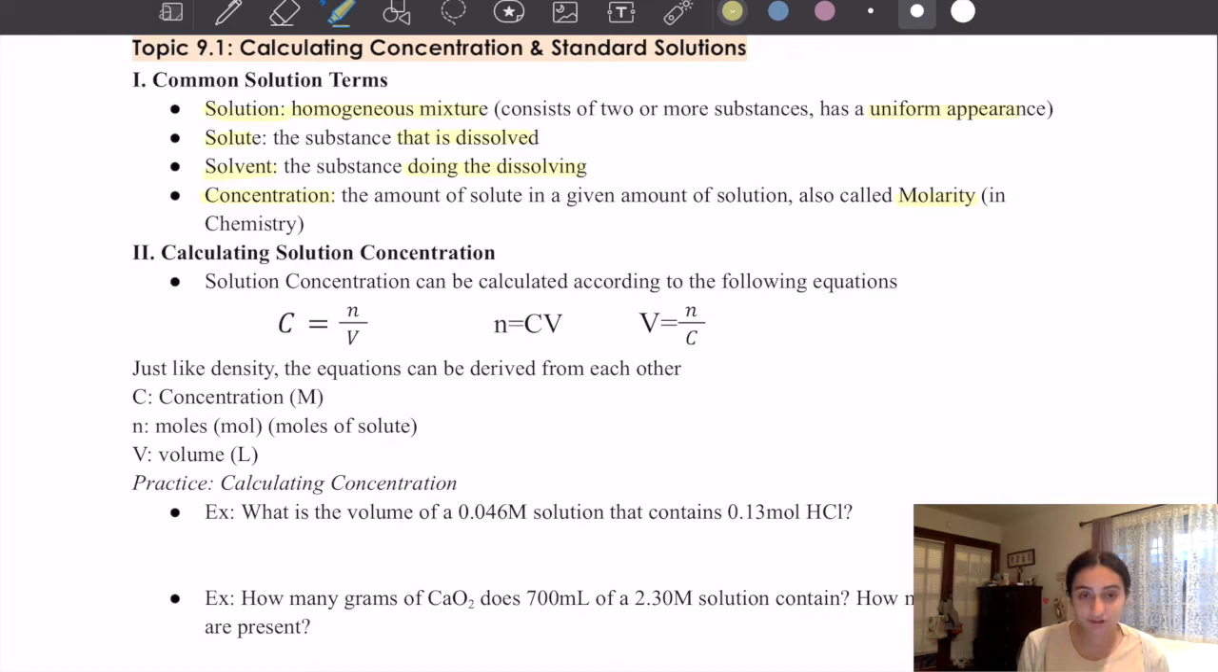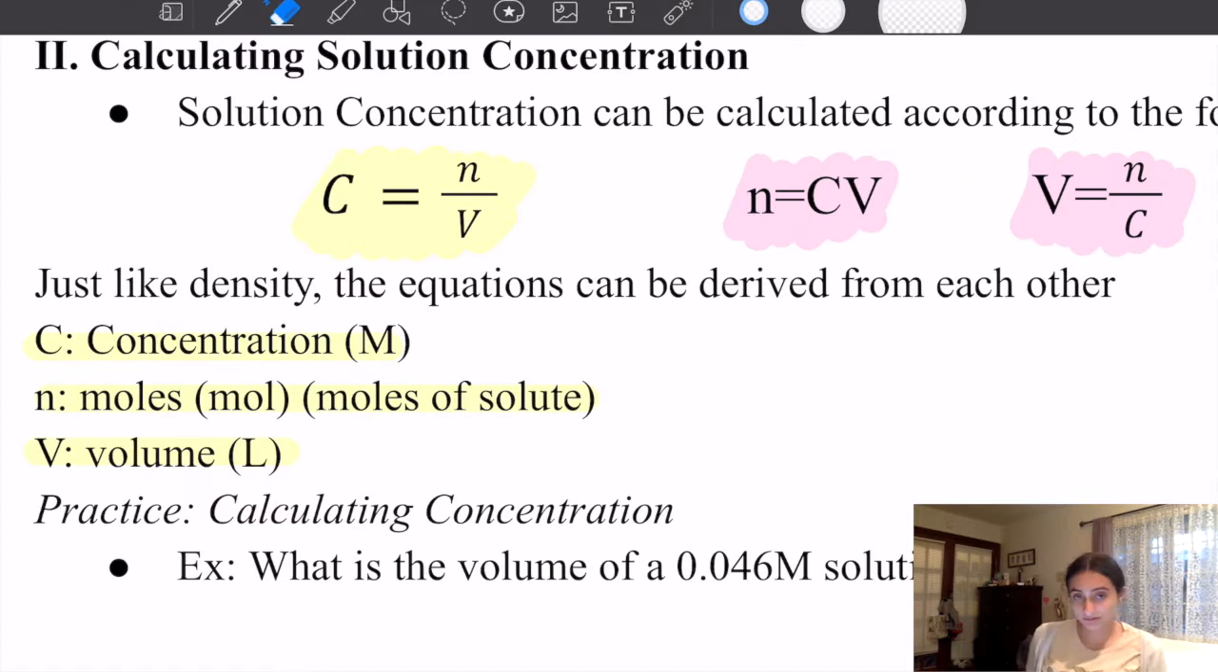So solution concentration can be calculated with three different equations, and these are just like the density equations where each equation you can manipulate to get the other one. So the main one that we would be using to calculate concentration is C equals n over V. That can also be manipulated to get n equals CV and V equals n over C. So the C in these equations represents concentration, which is represented by a capital M in units, and that M is molar concentration. n represents moles, which is the moles of solute, and V represents volume, which is in units of liters.